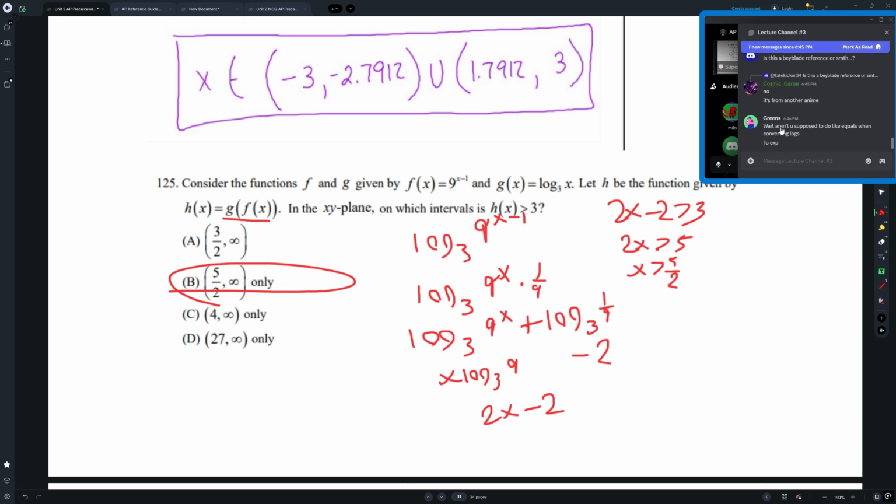I hope that made sense to anyone who did not do equals when converting from logs to exponentials. I didn't convert from a log to exponential. This is me plugging in g of x. This is me plugging f of x into g of x. This is me plugging it into here.